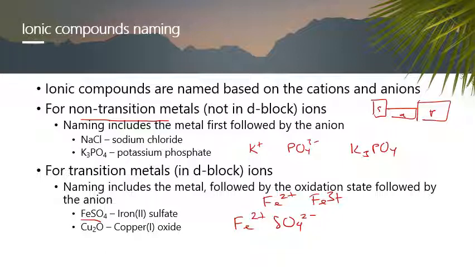Now let's look at the second one, Cu2O. So O I know is 2 minus. So in this case, I know I have Cu plus and Cu plus. So that's called copper 1 oxide, because it is copper 1 plus with oxide.